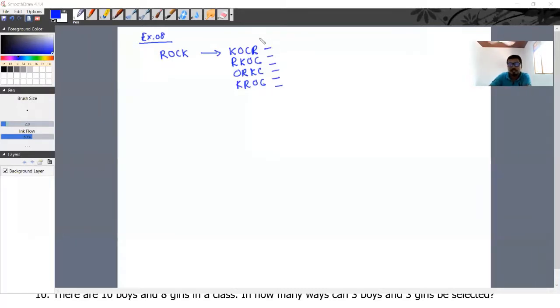24 ways. Yes. How can we find it? How many letters are there in this word? 1, 2, 3, 4. So it should be 4 factorial ways. 4 factorial, what is the value? That is 24. 24 ways should be there.